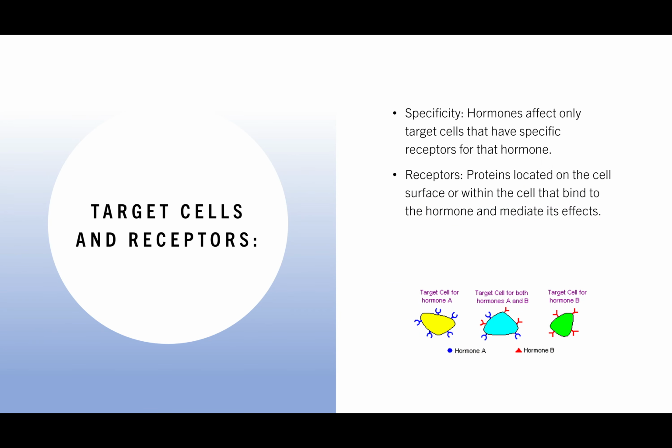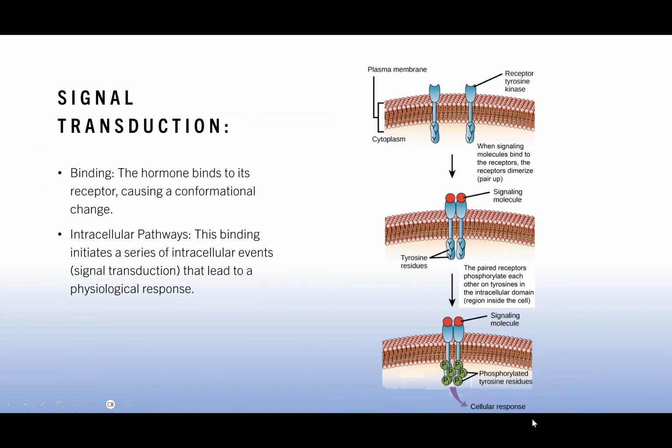Target cells and receptors. We know that we have hormone specificity. Hormones affect only target cells, so the cells that have the receptors for the hormone are the only cells that the hormones will affect. And the receptors specifically are proteins located in the cell membrane. They bind to the hormone and mediate its effects. So, for example, we have different cells for different hormones, so it's specific.